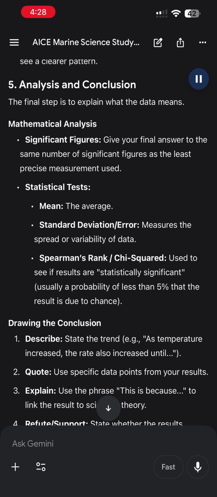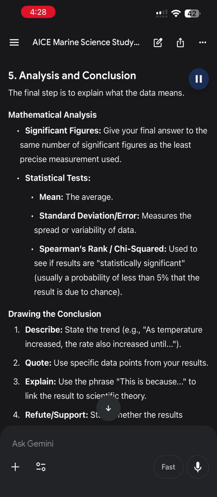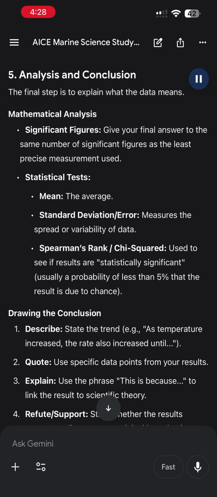5. Analysis and conclusion. The final step is to explain what the data means. Mathematical analysis. Significant figures. Give your final answer to the same number of significant figures as the least precise measurement used. Statistical tests. Mean, the average. Standard deviation/error. Measures the spread or variability of data. Spearman's rank/chi-squared, used to see if results are statistically significant, usually a probability of less than 5% that the result is due to chance. Drawing the conclusion.